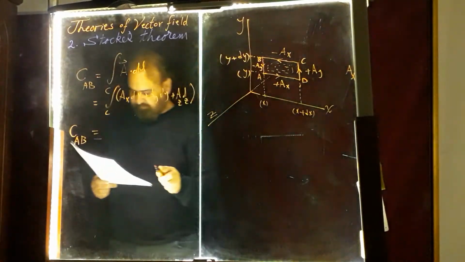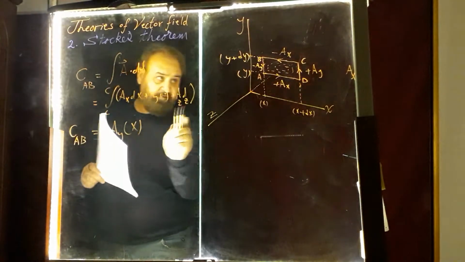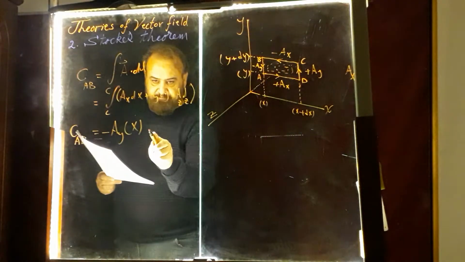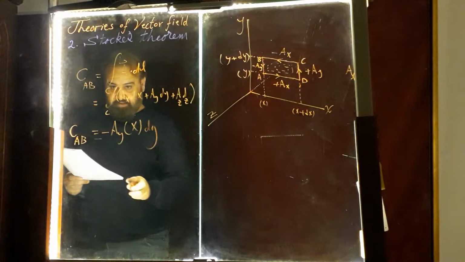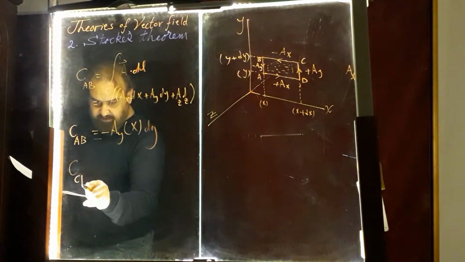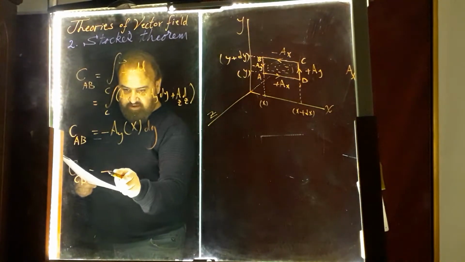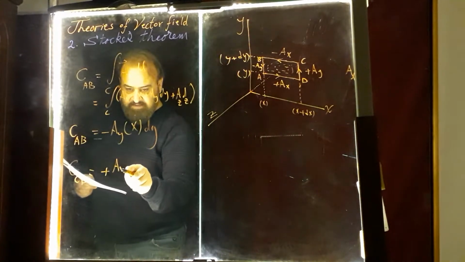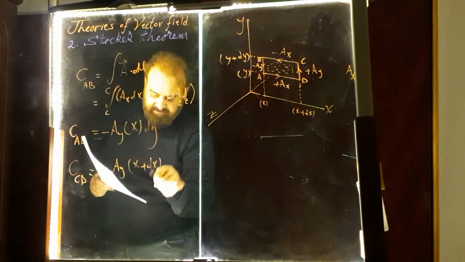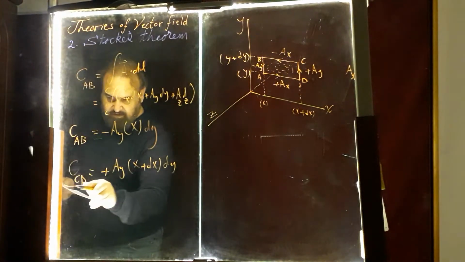It is minus A sub y of x dy. And the contour of CD is plus A sub y of x plus dx, dy.